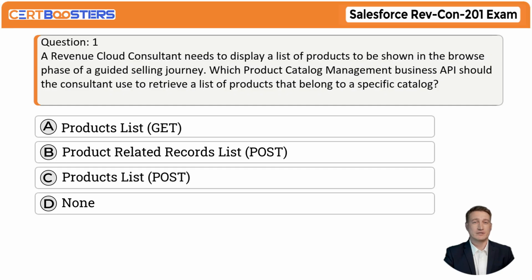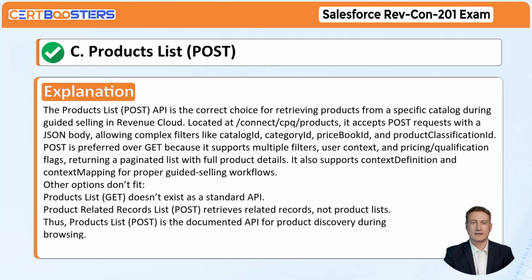A Revenue Cloud consultant needs to display a list of products to be shown in the browse phase of a guided selling journey. Which product catalog management business API should the consultant use to retrieve a list of products that belong to a specific catalog? A. Products list. Get. B. Product-related records list. Post. C. Products list. Post. D. None. Answer. C. Products list post.